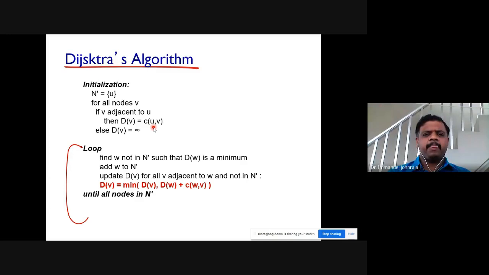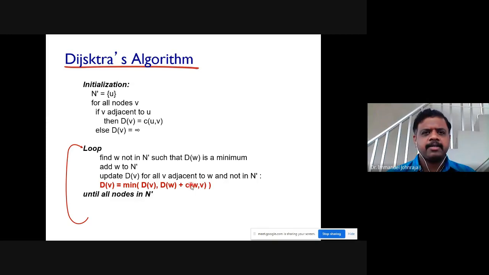Very simple. Take a node u initially, and then we come to the loop. Find another node, maybe w, x, y, some node, which is not in N dash. Initially your N dash contains only one node called u. So you take another node which is not in N dash, such that the distance from u is the minimum. Very simple. Add that to your N dash. So now your N dash has got 2 nodes. Next you have to update your distance, because your distance will change. The reason is you have added another node, so you have to add the cost path. This is where you are adding this cost.